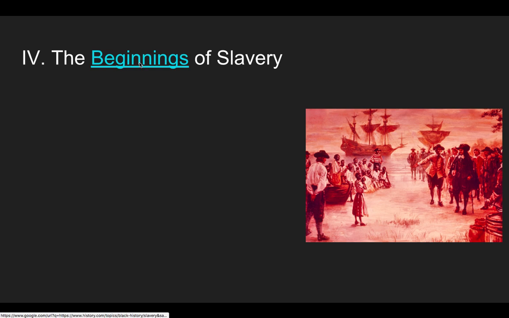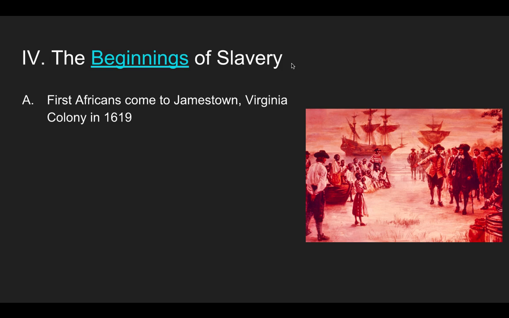Eventually, I'll show you a video that goes with this. So A, first Africans come to Jamestown, Virginia colony in 1619. So that is 12 years after its founding. Am I doing the math right there? Yeah.